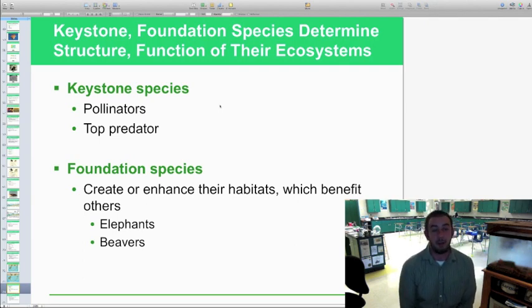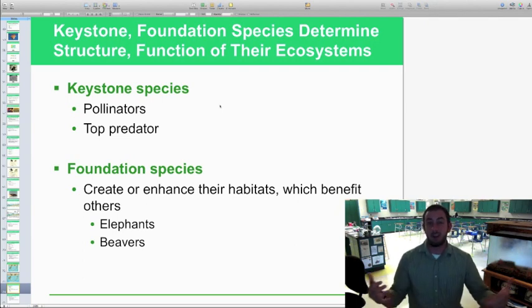A good example is pollinators. I talked about this before. 1 out of every 3 bites that we eat comes from pollinators. So without those pollinators, we wouldn't survive very well, and our population would probably drop dramatically. Another thing is a foundation species. A foundation species, and to be honest, the American alligator is both of these.